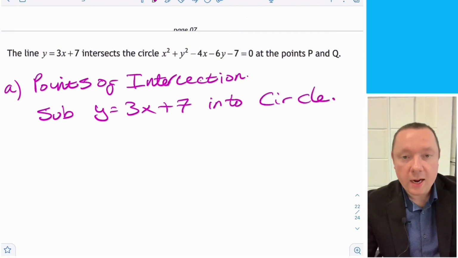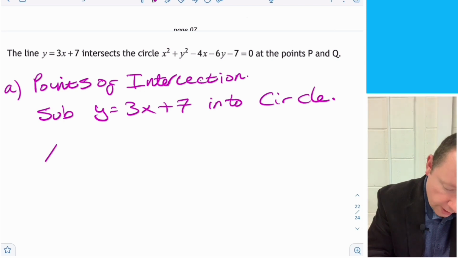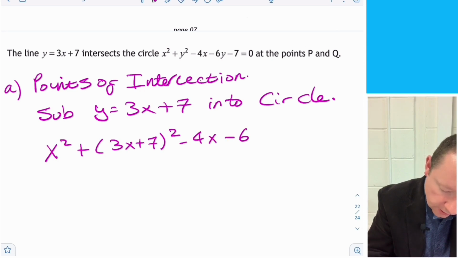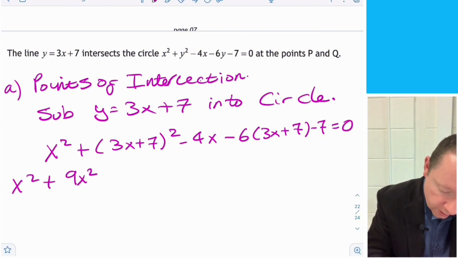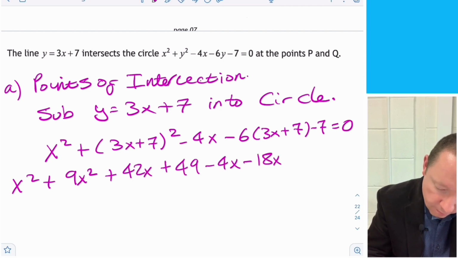So to answer y, I'm going to write 3x plus 7. So I've got x squared plus (3x plus 7) all squared minus 4x minus 6 (3x plus 7) minus 7 must equal 0. So that gives me x squared plus 9x squared. 3 sevens is 21, double that is 42x. 7 sevens is 49. Minus 4x minus 18x minus 42 minus 7 equals 0.